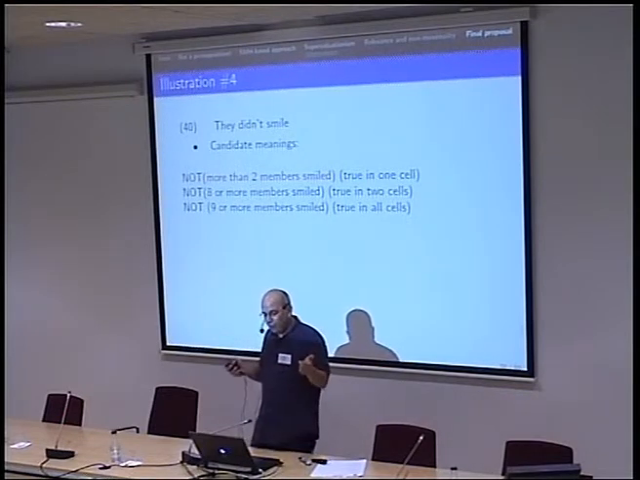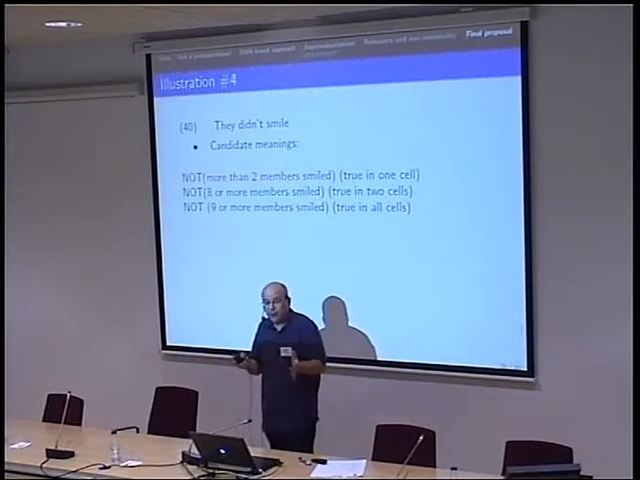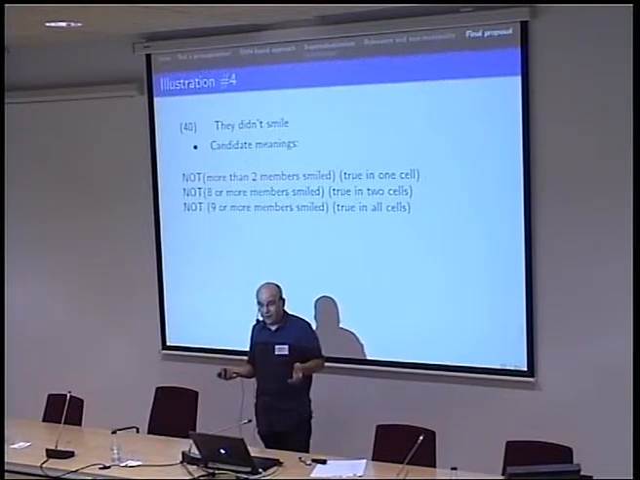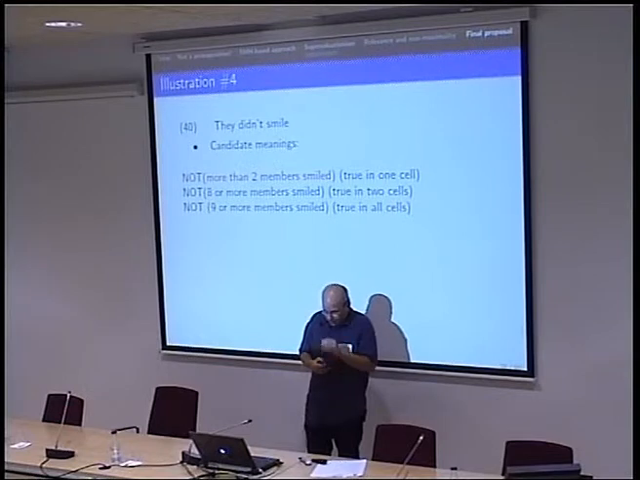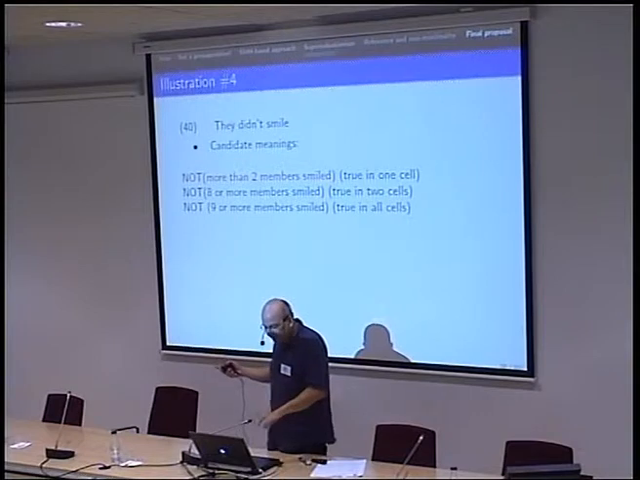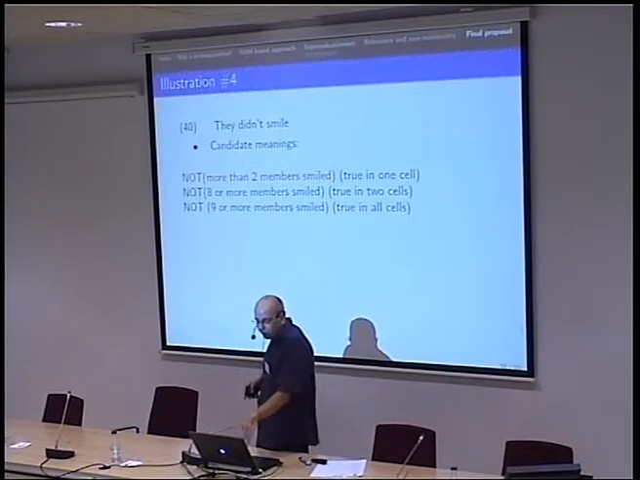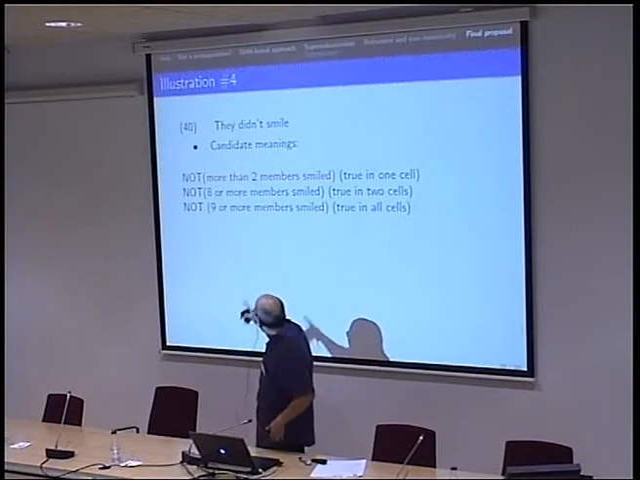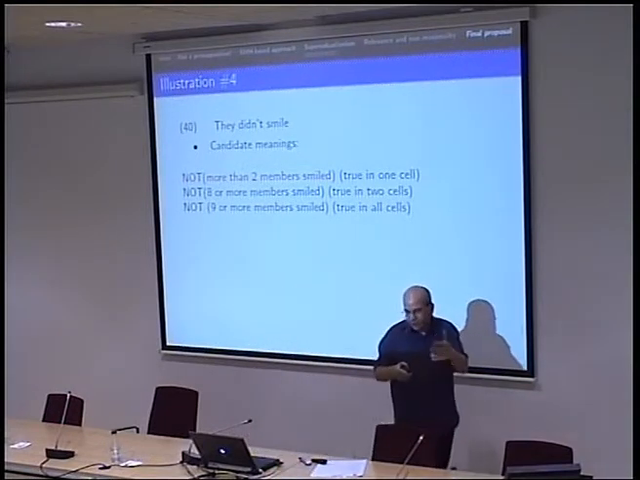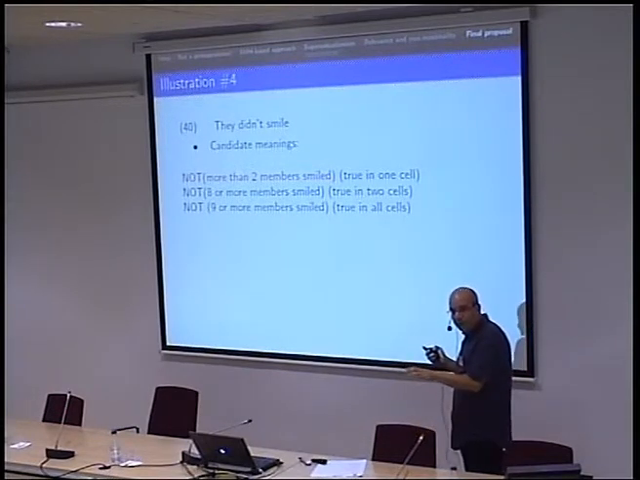And "not 9 or more members smiled," which is true in all cells. That is, if you know that no more than 9 smiled, it doesn't exclude that 8 did, so maybe the interview went well. But it doesn't exclude that no one smiled, so maybe it went badly. You absolutely don't know. And any other candidate meaning, for instance "not all of the members smiled," is equivalent to "not 9 or more members smiled" in this context. And in that case, the most informative meaning is the red one. So again, if you conjoin all of this, you end up with "no more than 2 members smiled," and that's what you want, right?